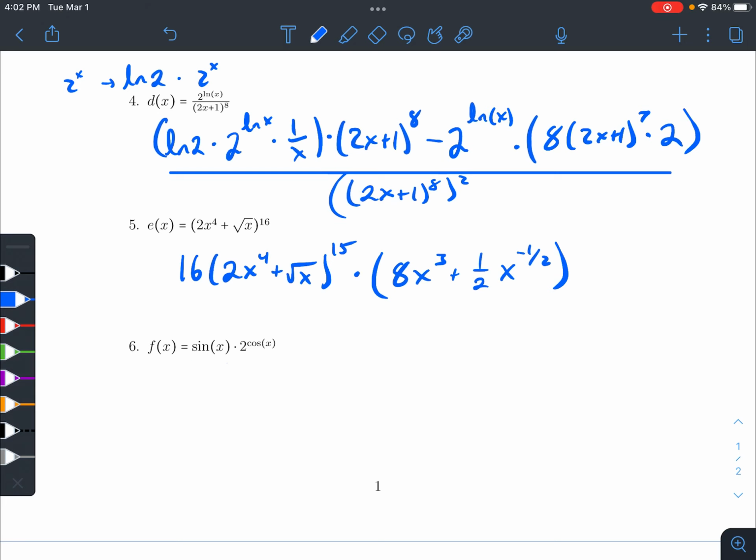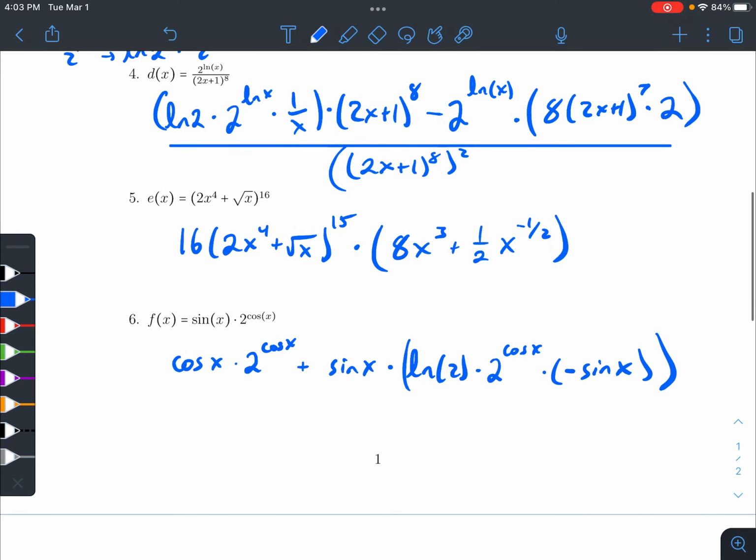Sine times 2 to the cosine of x. So again, derivative of the first, leave the second alone, plus the first, leave the first alone, and times the derivative of the second. Derivative of 2 to the something is ln of 2 times 2 to the something, and then times the derivative of that something. Derivative of cosine of x is just negative sine of x. And this is your derivative.